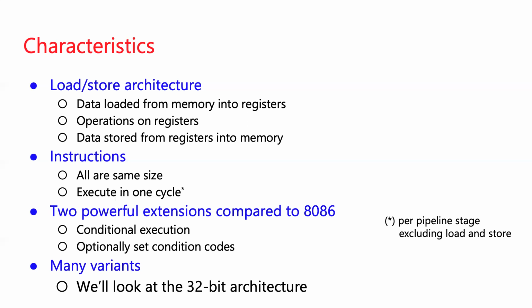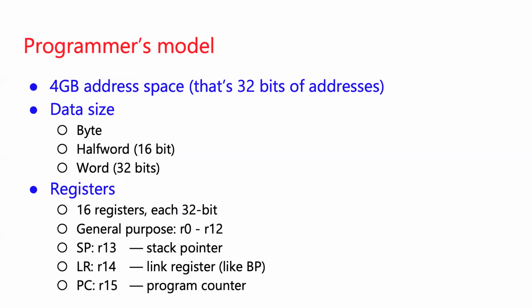We'll be looking at the 32-bit version of this today, and on the programming assignment where you get to do some ARM. That's what we're going to be focused on. Since we'll be looking at a 32-bit architecture, that means it's made for a 4 GB address space.